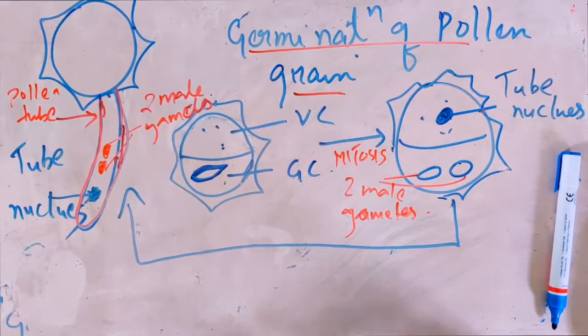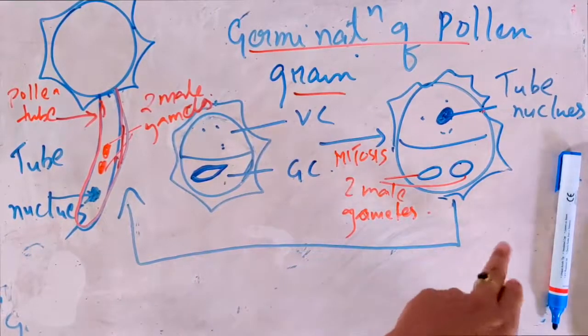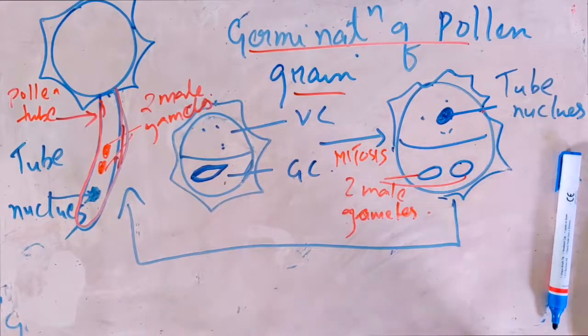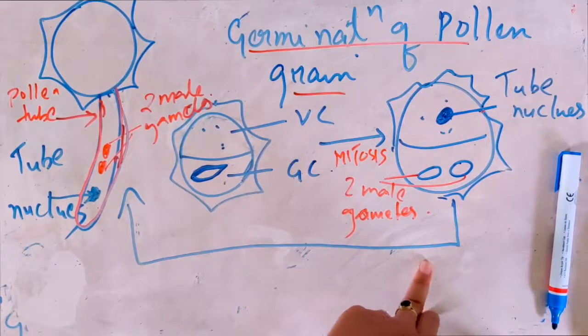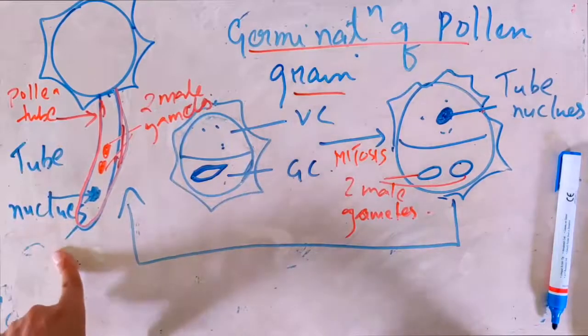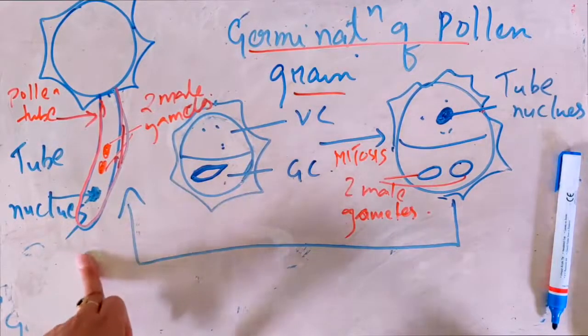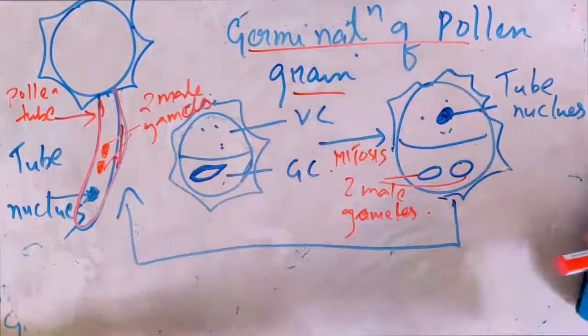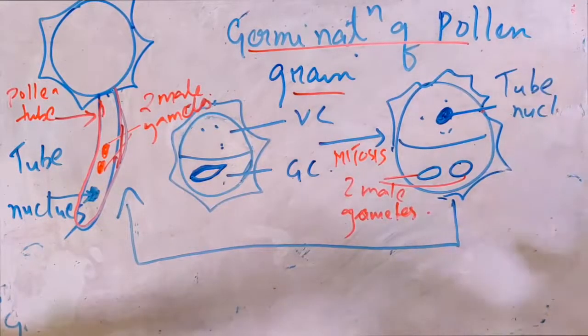So for the formation of the male gametophyte, we can draw till here. The male gametophyte is the pollen grain, right? So male gametophyte and pollen grain are the same thing. But for germination of pollen grain, with pollen tube formation, you can draw till here. So this is the basic, whole formation of the pollen grain and germination of the pollen grain, for fertilization.